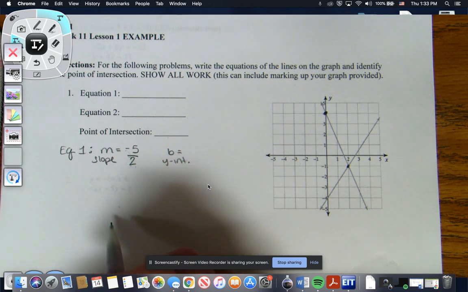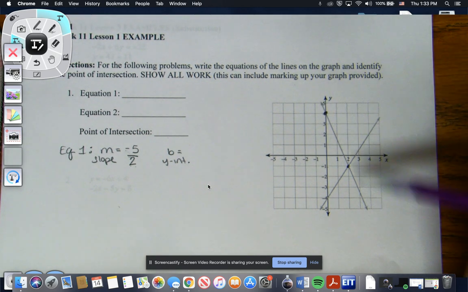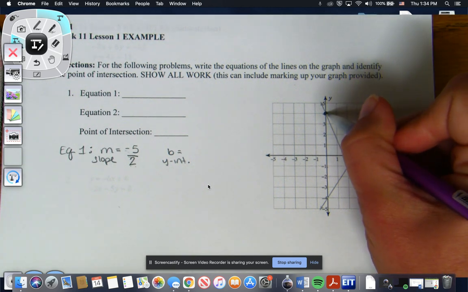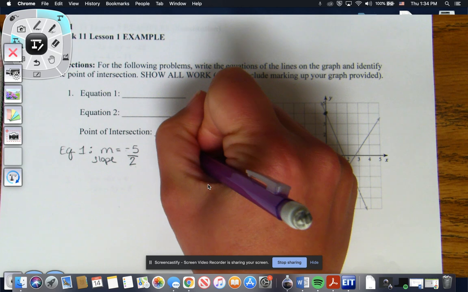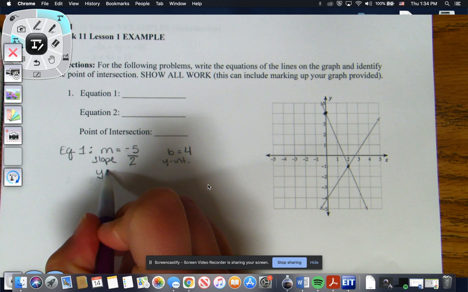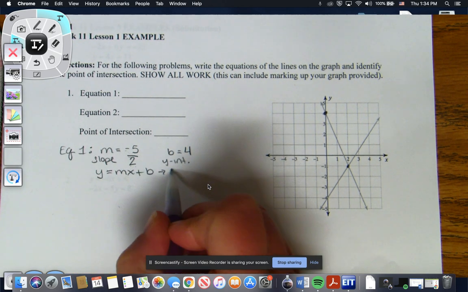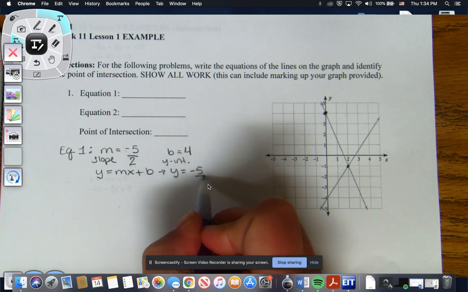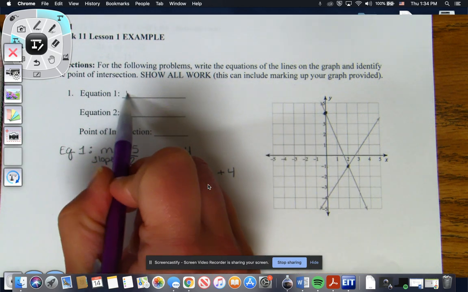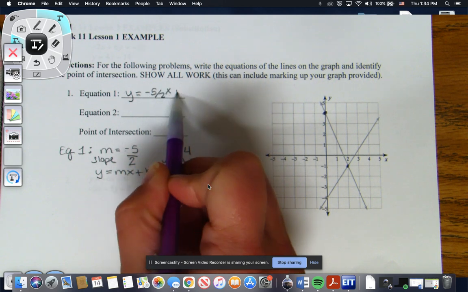So then I'm going to go to the next thing. I want to identify my y-intercept. So that's where this line meets the y-axis. So I can see right here that that value is 4. So I'm going to write 4. That means that my equation for this line, when I'm using y equals mx plus b, should be y equals -5 over 2x plus 4. So now up here, I'm going to write y equals -5 over 2x plus 4.